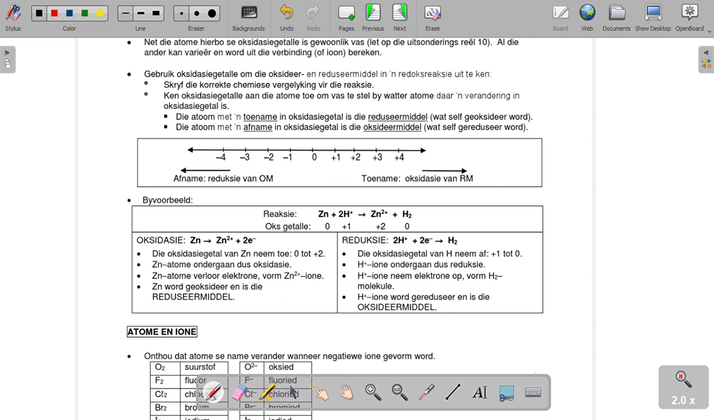And remember we said you have to balance the electrons. So in this case, you have the zinc that is losing electrons.